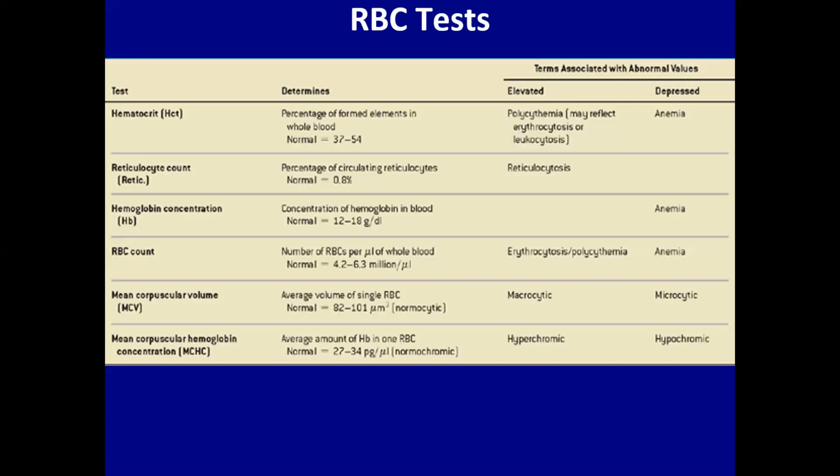Your mean corpuscular volume, that means the volume of a single red blood cell, right? The average volume of one red blood cell. You could have something called macrocytic or something called microcytic. The mean corpuscular hemoglobin concentrations may mean that you're either hypochromic or hyperchromic. Either way, you are out of homeostasis. The ones I'd really like for you to concentrate on are the red blood cell counts and the hematocrits.